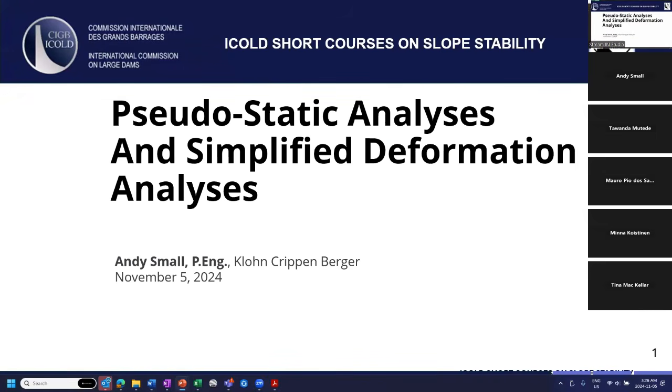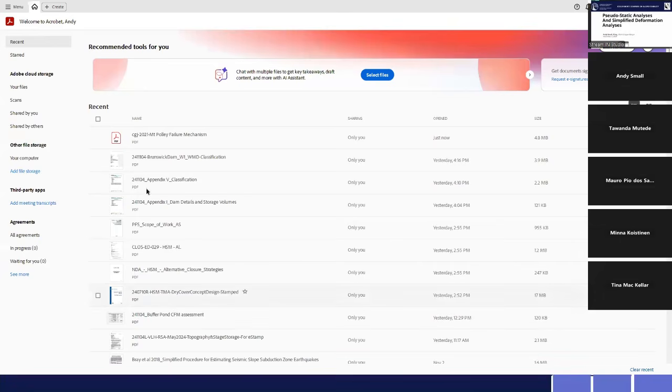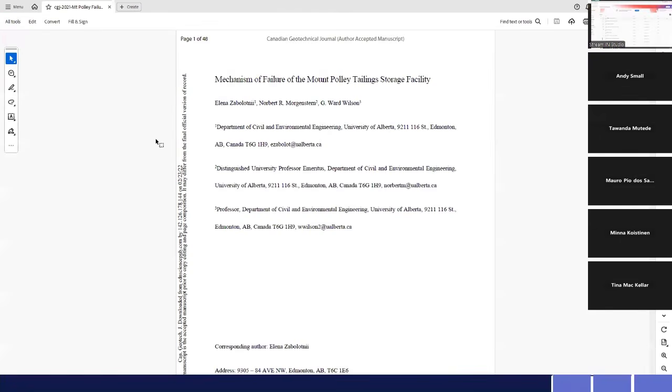Before I start this presentation, I'd like to comment on Mauro's presentation. There's a paper that Andrew, I sent to you that I'd like to distribute to the participants. Mechanism of failure of the Mount Polley Tailing Storage Facility. This was written in the Canadian Geotechnical Journal by Elena Zabalutny, Nordy Morgenstern, and Wilson.